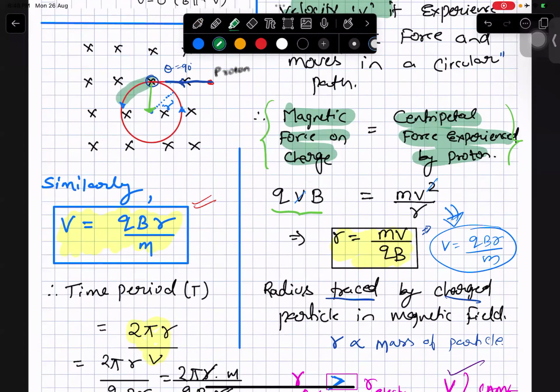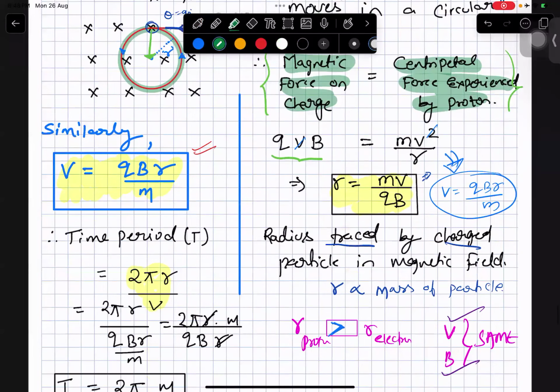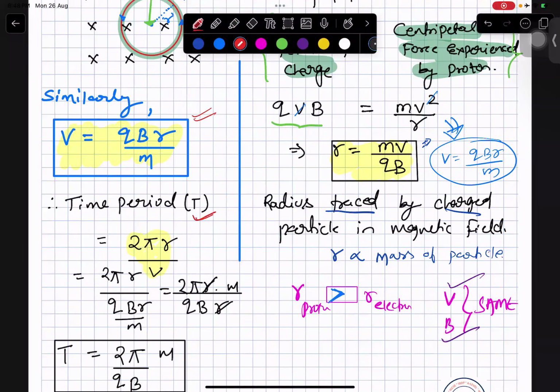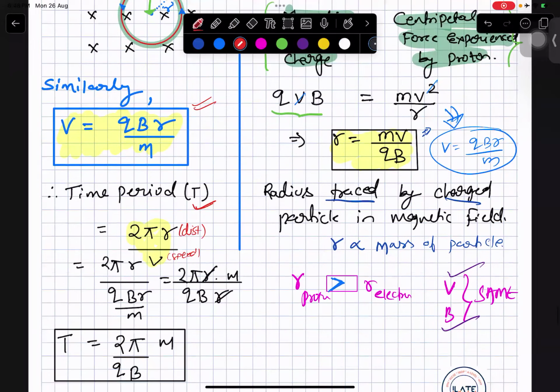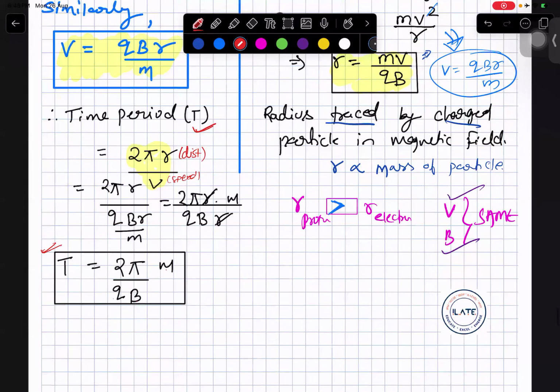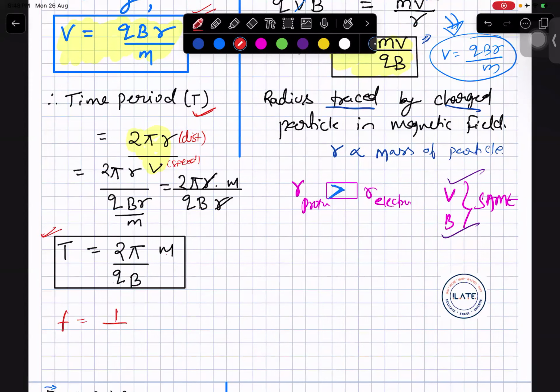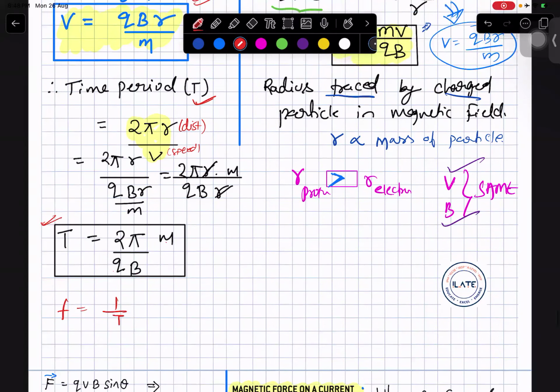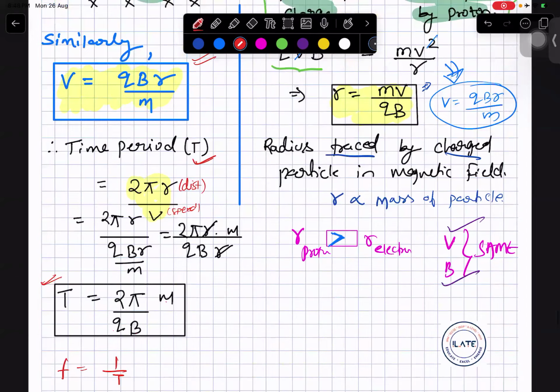If this charged particle goes once around a complete circle in a time T, T being the time period, then can I say the time period is also defined as distance upon speed? The distance it'll cover in one complete period will be 2 pi r, divided by the v formula you got before. So I got the time period in terms of m, q and B: 2 pi m upon qB. And the frequency of that charged particle will be 1 upon the time period. Got it?